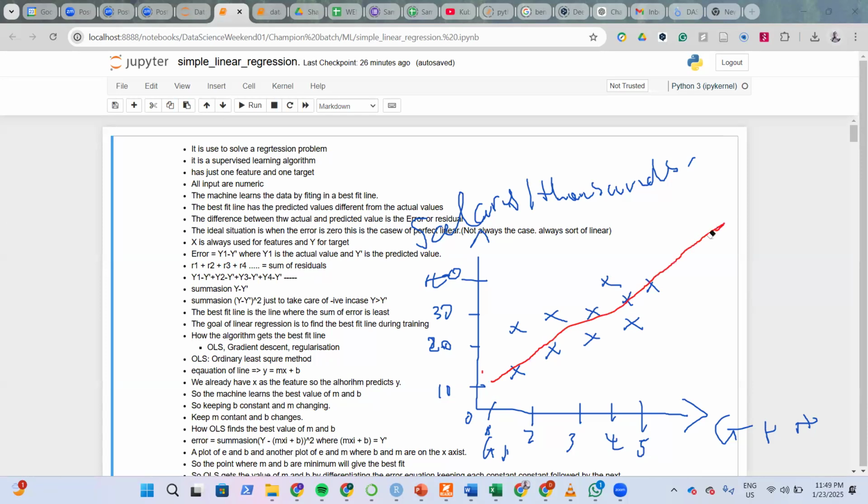For some reason, I don't know how to draw a straight line. Let me try again. Nobody should look at me and say, Prof, I cannot draw a straight line. I can draw a straight line.